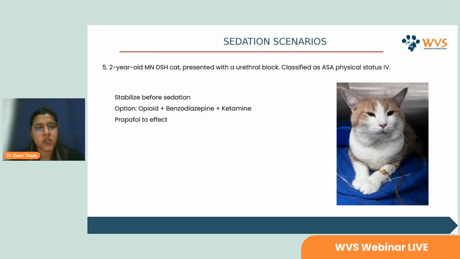Your sedation options are opioid along with a benzodiazepine, and usually ketamine is added to the mix, even if the animal is azotemic. This is a post-renal azotemia, so adding ketamine should not be a problem here. And then, of course, you can give propofol to effect. One more thing to add here is a sacrococcygeal block, either with lidocaine or bupivacaine. Ideally, bupivacaine because it is longer acting, which will help in analgesia.